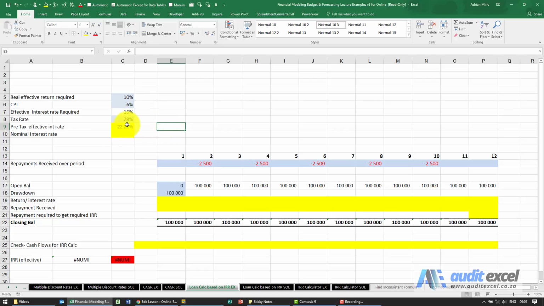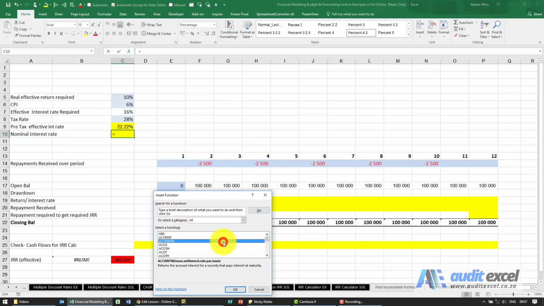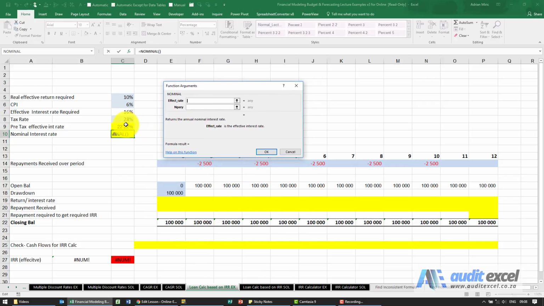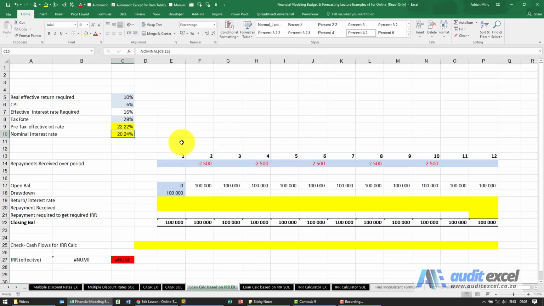This is an effective interest rate. Because we're going to build a bucket, we have to make it a nominal interest rate. It's compounded monthly. So I'm going to find the function called nominal. I'm going to say that's the effective rate to be paid over 12 periods. Say OK. So the interest rate we're going to use is 20.24%.